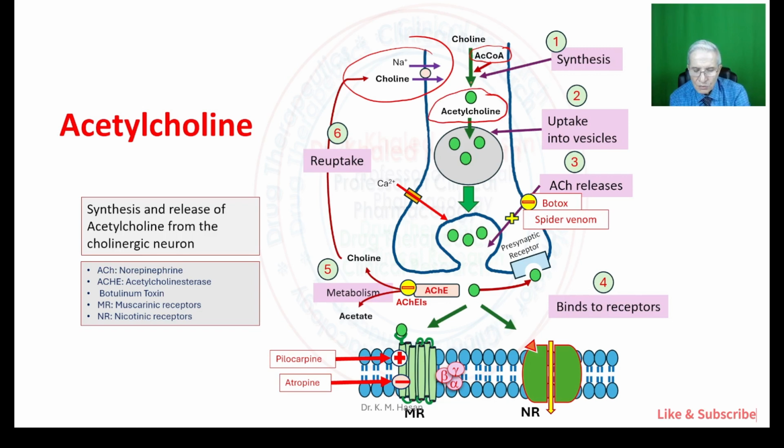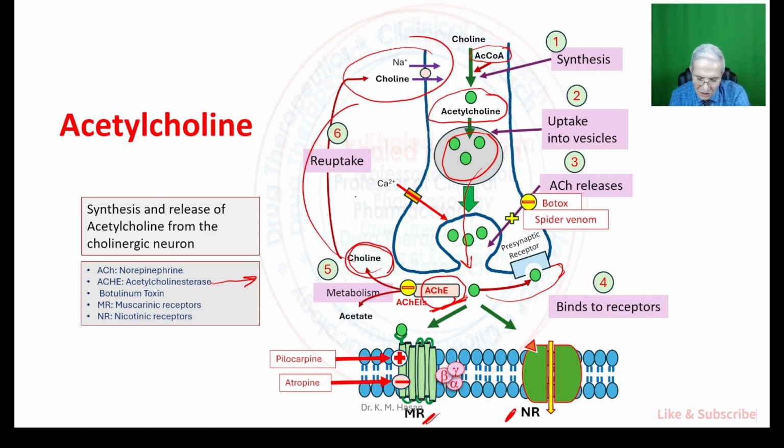The acetylcholine will enter the vesicles. Then the acetylcholine will be released from the vesicles and bind to the receptor. It could be a muscarinic receptor or a nicotinic receptor. The other option is binding to the presynaptic receptors. The other option is that acetylcholine is metabolized by the enzyme acetylcholinesterase to choline and acetate. The choline will be recycled and reused again. We call this reuptake.